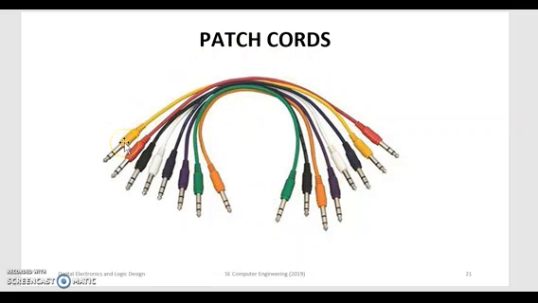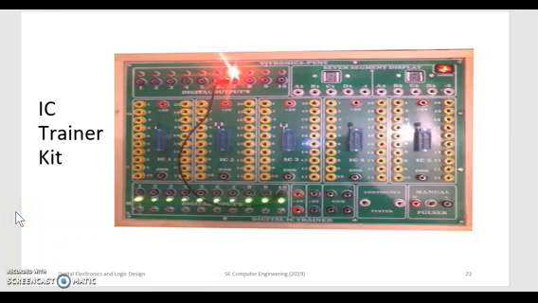See, it has two ends. It has knobs on both ends. One end I will place to the pin of the IC and the other end I will put either into the input part or the output part, according to the connections we are going to make. Now where we are going to place these ICs and patch cords is on this trainer kit.